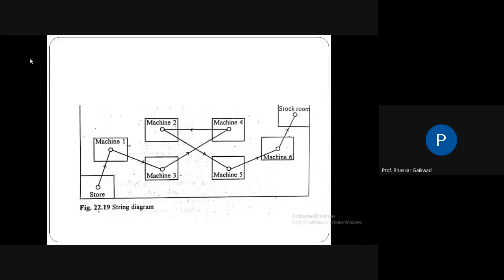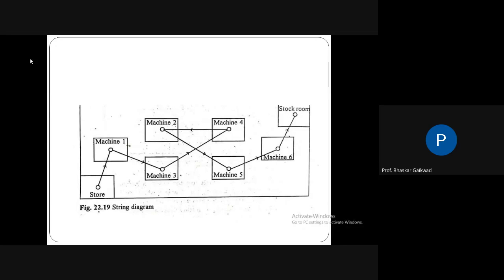The main purpose of making such diagrams: see that between machines 3, 4, 2, 5, the cross symbols are there. So is it possible to remove these crosses? Minimum movement should be there. In order to make the movement minimum, either you can shift machine 4 in place of 2, or 5 in place of 3, or you can make certain arrangements so that unnecessary movement of man or material should not be there.